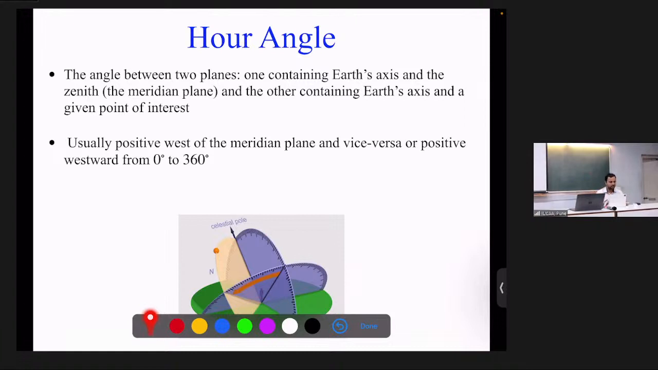And I think this is very similar to what we call right ascension. Probably it is, but I'm not very sure. It may not be. The hour angle can be expressed in degrees or in time, 24 hours, 360 degrees.